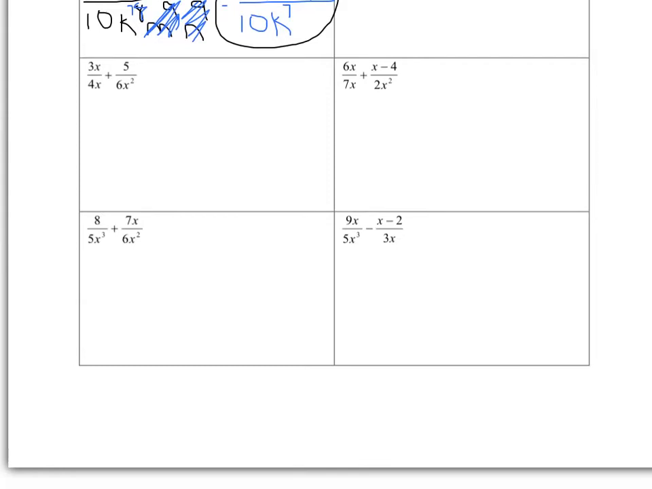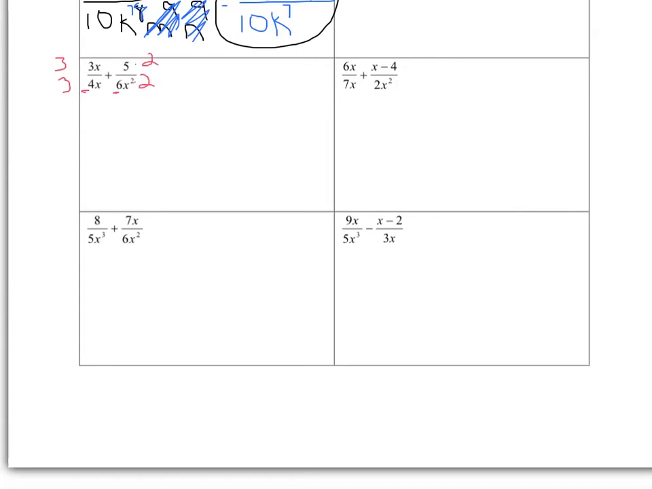So if I have a 4 and a 6, some people like to multiply them together. 4 times 6 is 24. That is a common denominator. But if you look at it, I can take 12 and divide it by 4 and 6 as well. So I'm going to take the least common multiple, or the lowest common denominator. So I'm going to take 12, and I need to multiply by 3, top and bottom.